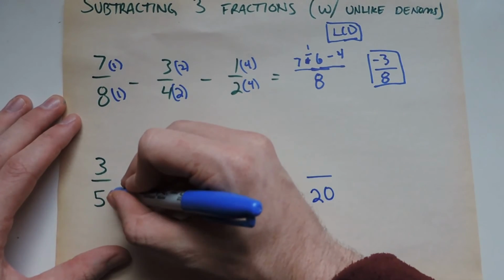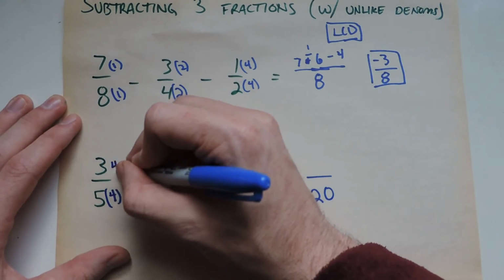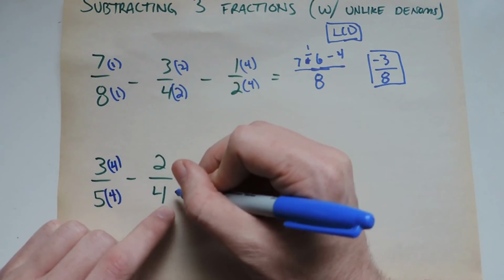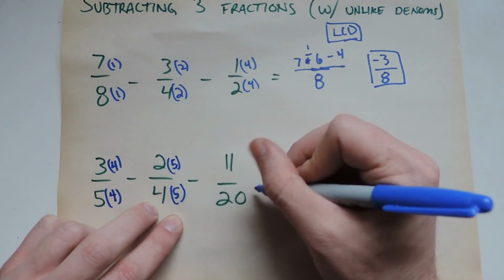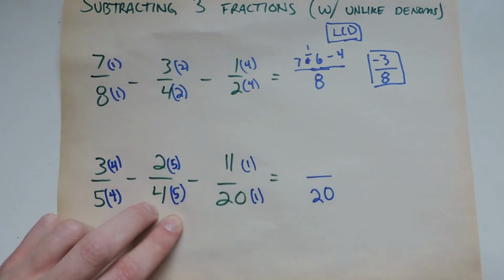And that way we're going to do 4 here to make sure this is 20. Here we're going to do 5 to make sure this is 20. You've got to do the bottom and the top. Here's just a 1, just for clarity.